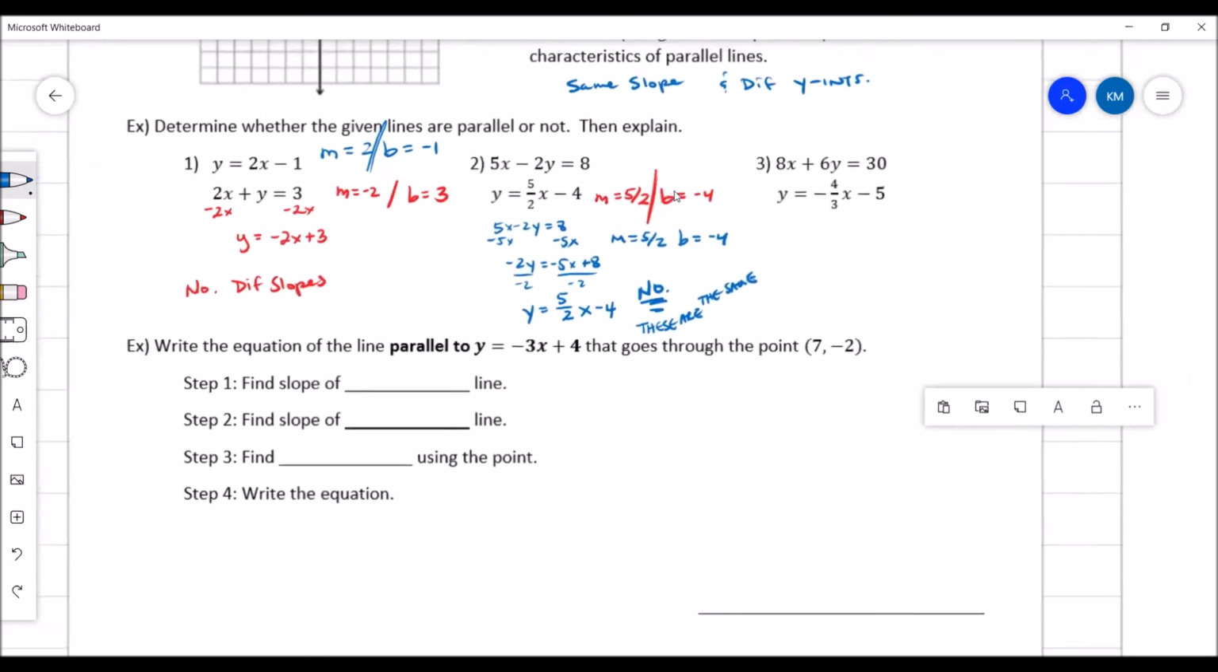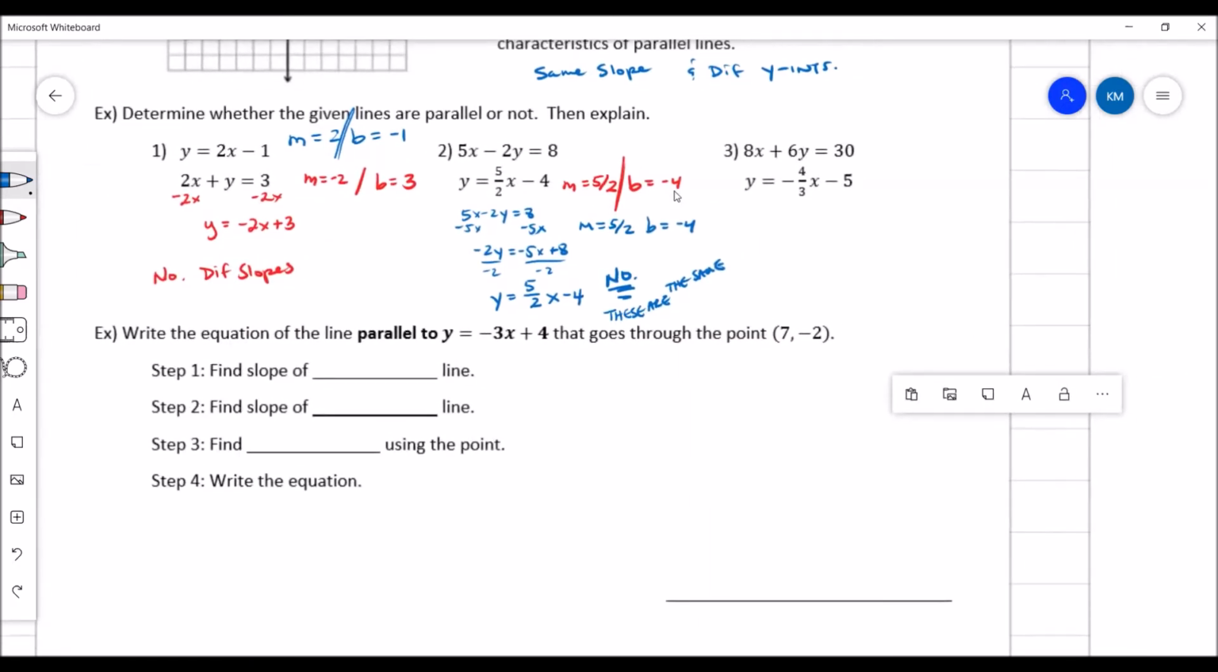Finally, number 3, we have 8x plus 6y equals 30. And we are going to put this in slope-intercept form. Notice that even if we're asked a question like this, even if we could find the x and y intercept with even numbers, we would choose to put it in slope-intercept form because then we would be able to identify quicker the slope and y-intercept, which is the crux of our lines parallel, right? The characteristics of parallel lines is that they have the same slope and different y-intercepts. And both of those pieces of information are visible in slope-intercept form.